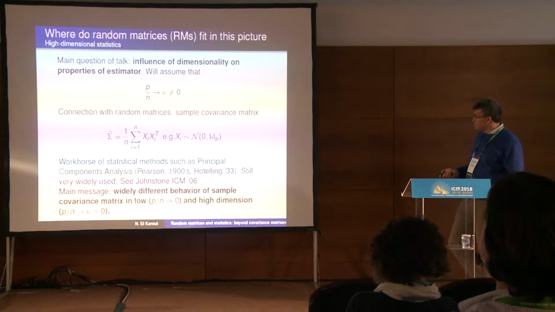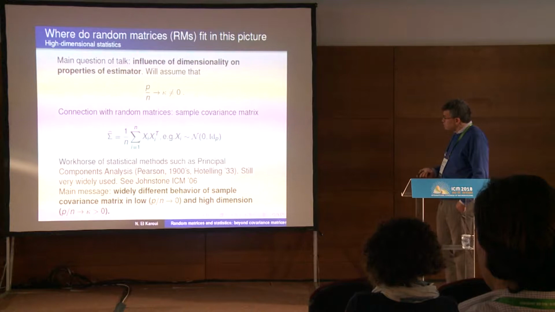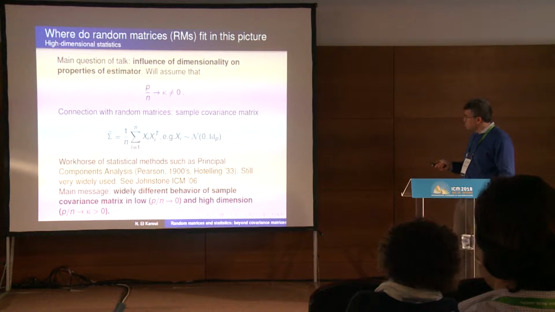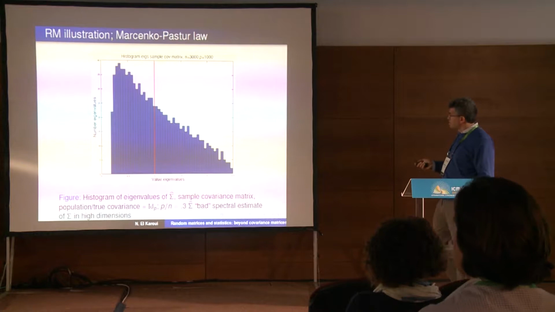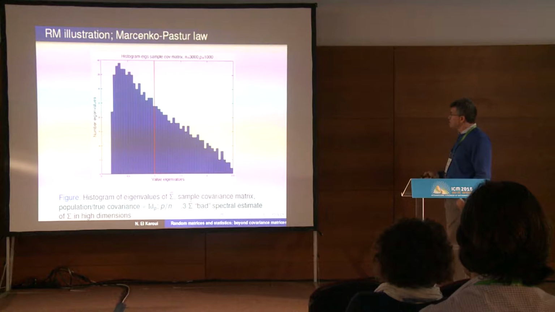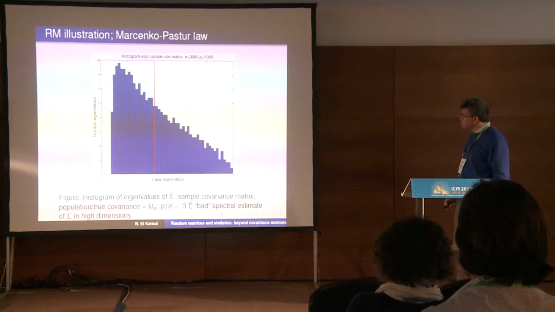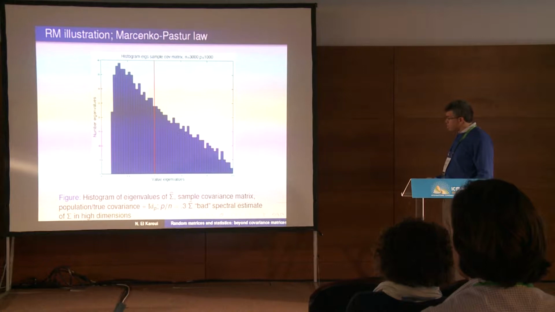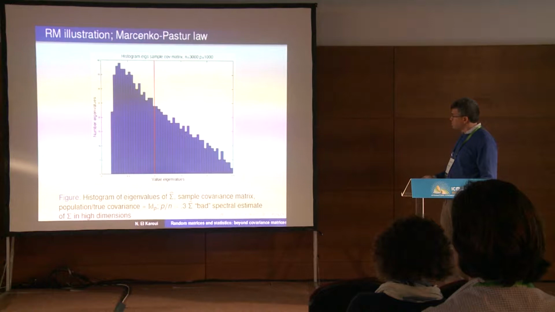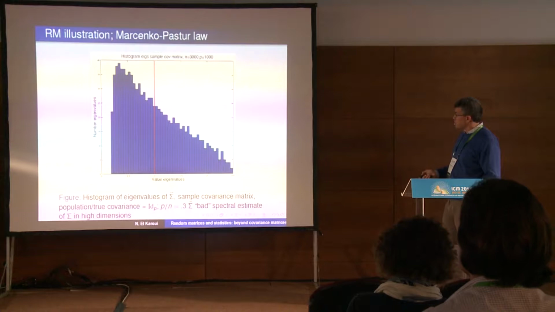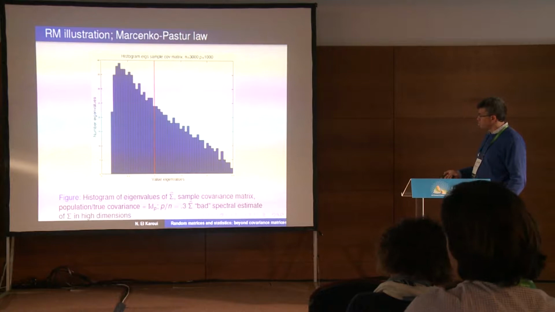In particular, when P over n goes to zero, under a very mild assumption, that's a good estimator of the true covariance matrix, which is here the identity. Just to visualize things, here I took the previous model: data that was Gaussian in 1,000 dimensions, I generated 3,000 such vectors, computed the sample covariance matrix sigma hat, and plotted the histogram of its eigenvalues. The true covariance is the identity, so all the true eigenvalues are equal to 1. That's denoted in red. The striking thing is that the histogram is not concentrated around 1. It goes from 0.2 to 2.5.